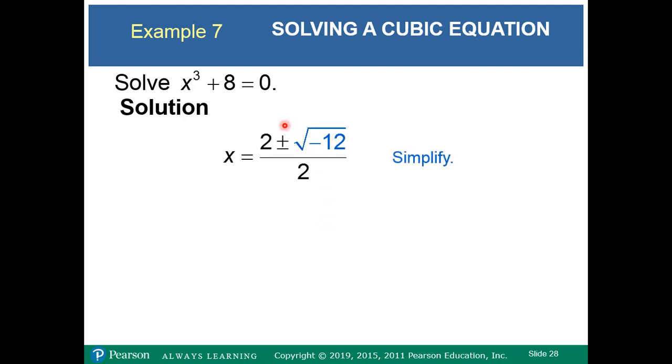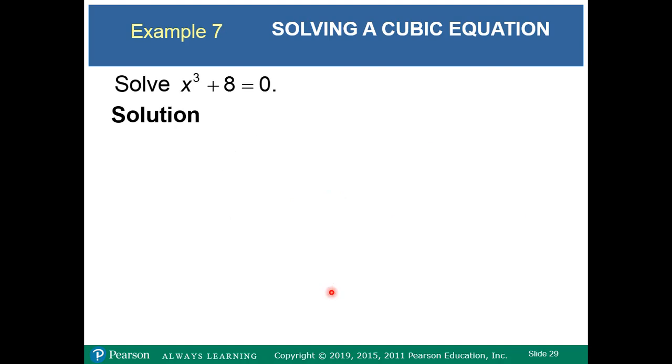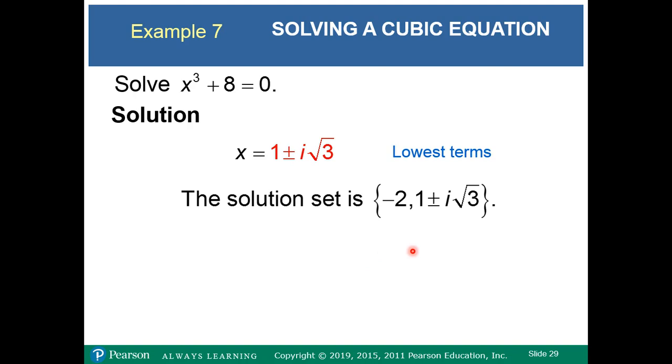Now we get x is equal to 2 plus or minus the square root of negative 12, which can be further simplified because this is 3 times negative 4, which is 2i. So this is going to be 2i times the square root of 3. Then we can factor out a 2 and cancel the 2s. Now we end up with 1 plus or minus i times the square root of 3. And so this is our final answer.